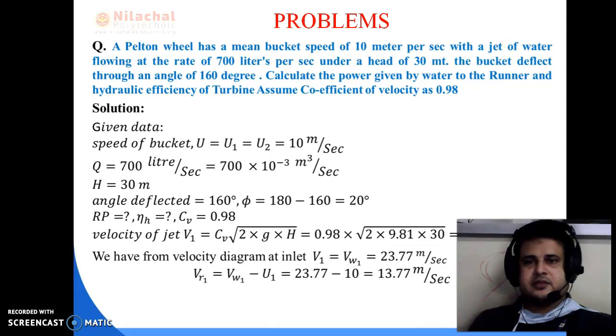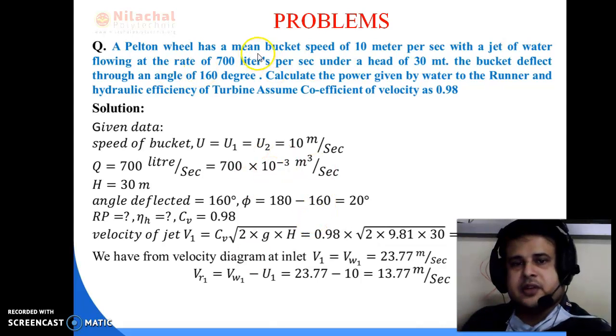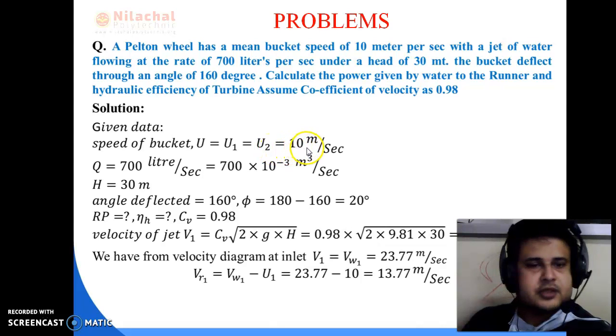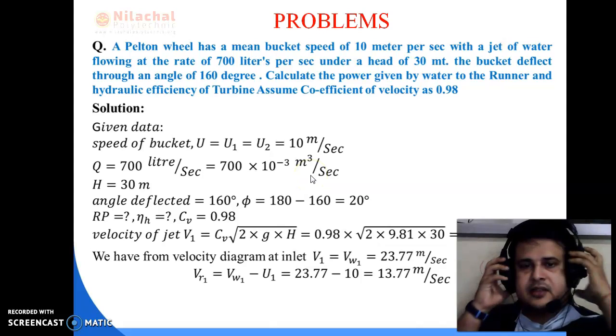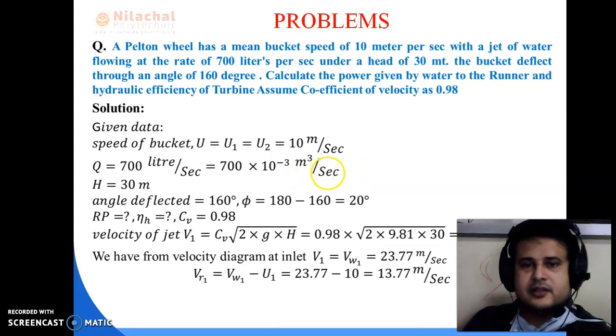From the above question, we have mean bucket speed as 10 meter per second, which means u is given as 10 meter per second at inlet and outlet. The jet of water flowing at a rate means the discharge of water is equal to 700 liters per second, which we have to convert into meter cube per second, that is 700 into 10 to the minus 3 meter cube per second.